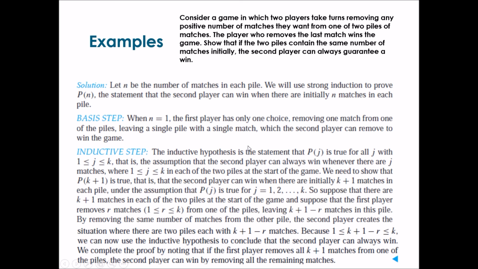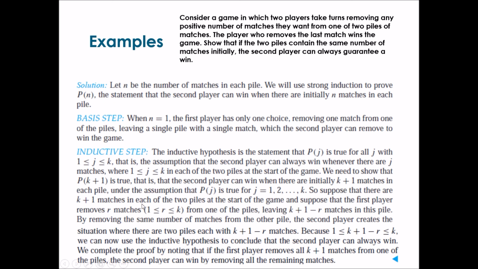Now the inductive step. The inductive hypothesis is the statement that Pj is true. Now we are going to assume that Pj is true for all j when j lies between 1 and k. That is the assumption that the second player can always win whenever there are j matches, where j lies between 1 and k, in each of two piles at the start of the game. We need to show that Pk plus 1 is true. That is, the second player can win when there are initially k plus 1 matches in each pile.